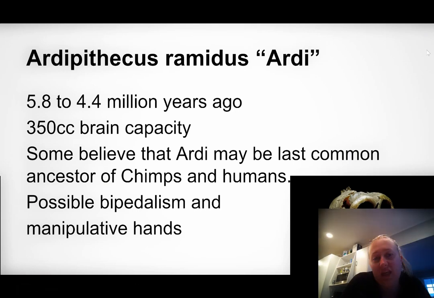So Ardipithecus ramidus, or Ardi is much easier to remember, lived somewhere between 5.8 to 4.4 million years ago. Pretty small brain capacity, 350 cc's or centimeters cubed, about the same as a chimpanzee, really. So some believe that Ardi may be the long lost common ancestor between us and chimpanzees.